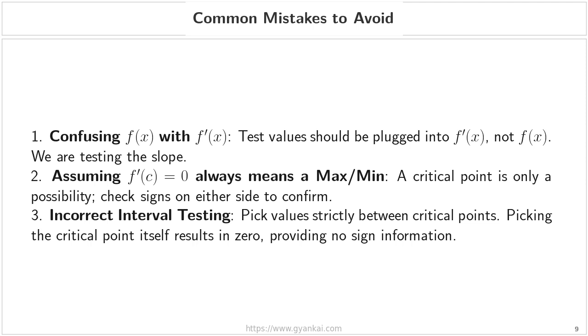When selecting your test values, make sure you pick numbers that lie strictly between your critical points. If you accidentally choose the critical point itself, the result will always be 0, which gives you no information about whether the slope is positive or negative in that region. Keep these points in mind, and you will be able to apply the first derivative test with confidence.